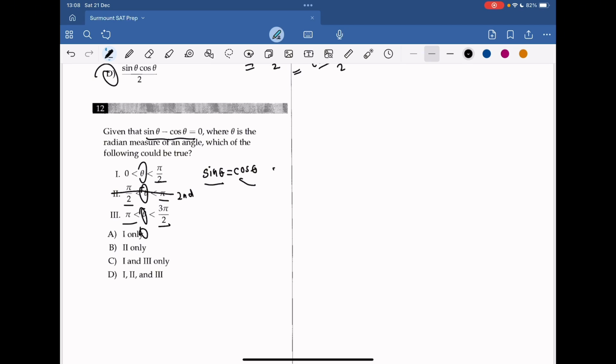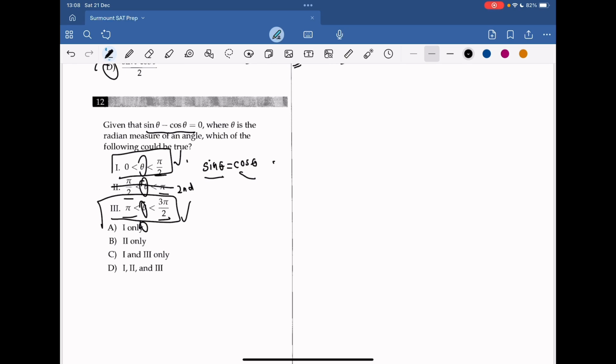Let's look at quadrant 1, which is option choice 1 here. Here, we know that sine and cosine are both positive, and sine is also equal to cosine when theta is 45 degrees, because it's a 45, 45, 90 degree triangle. So we know this one is true. Let's look at the third one. This is the third quadrant where sine and cosine are both negative, so they can be equal. So this is also correct. So the answer is C, number 1 and number 3.